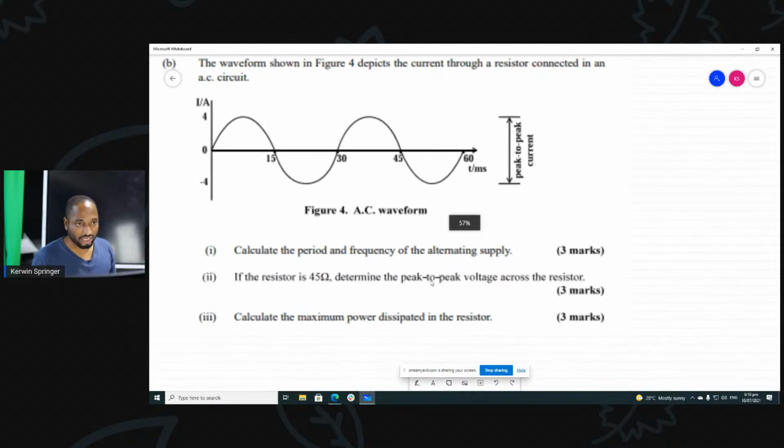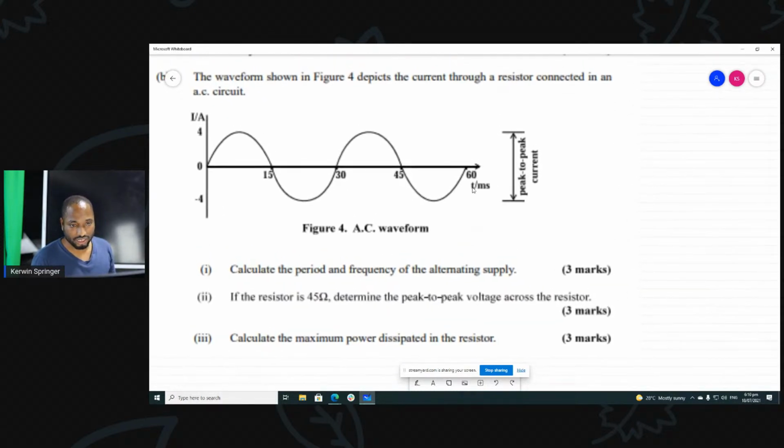All right, how are you calculating period? This here is giving us time, this here is giving us current. Sometimes you see all kinds of things in these. This is an alternating circuit waveform. The waveform shown in figure 4 depicts the current through a resistor in an AC circuit. So the period is the time for one complete oscillation. And if you look carefully, one complete oscillation would take 30 seconds.